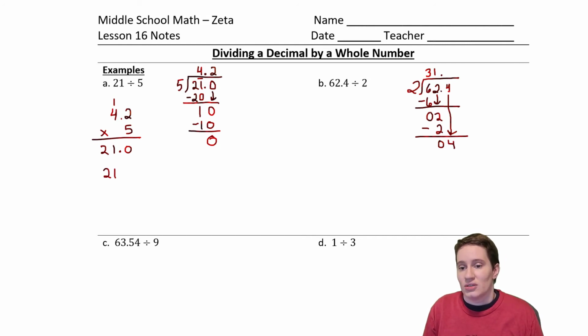2 goes into 4 2 times. So then minus 4. Since we got 0, we do not need to keep going. Our answer to this is 31.2. So there you go. Let's do another one.